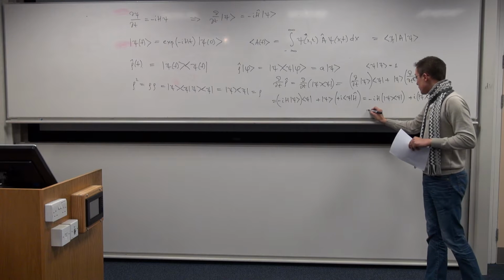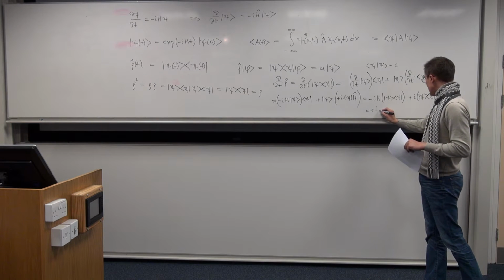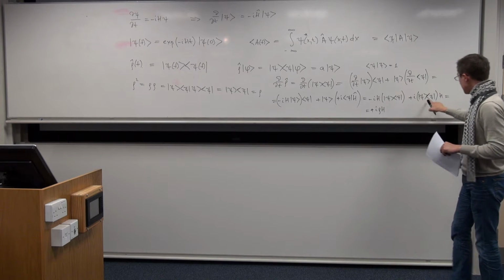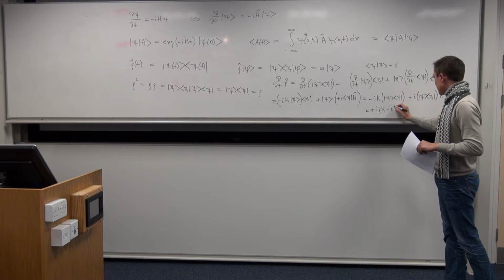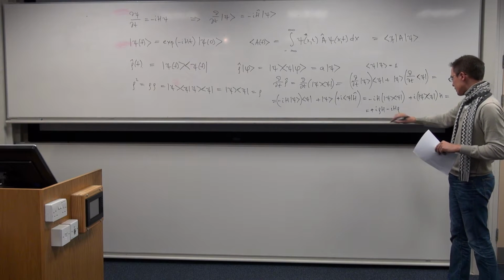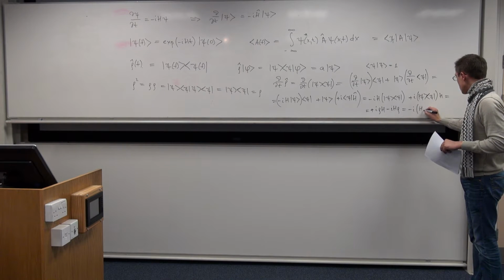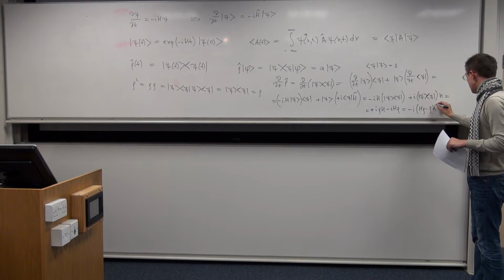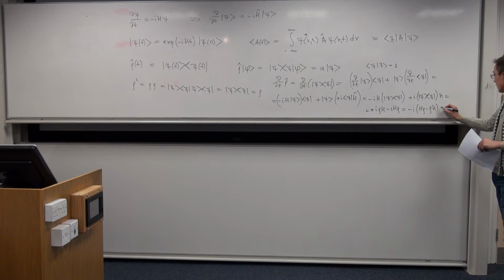So that will be plus I rho h, that's this term, minus I h rho. And let's take minus I out of the bracket, minus I h rho minus rho h. Who remembers what this is called? Commutator. Minus I h commutator rho.